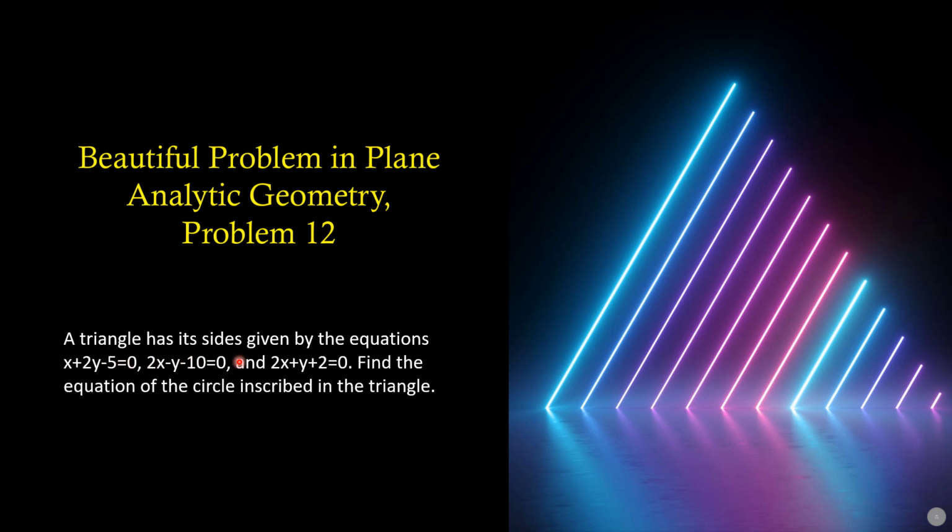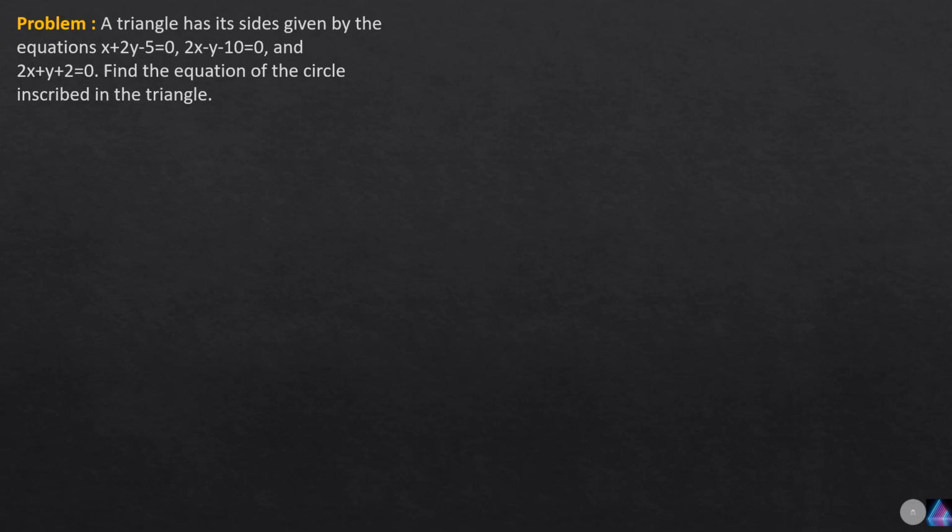A triangle has its sides given by the equations x plus 2y minus 5 equals 0, 2x minus y minus 10 equals 0, and 2x plus y plus 2 equals 0. Find the equation of the circle inscribed in that triangle. So going back, let's sketch the graph of each of these lines. Then we have to draw the circle inscribed in the triangle.